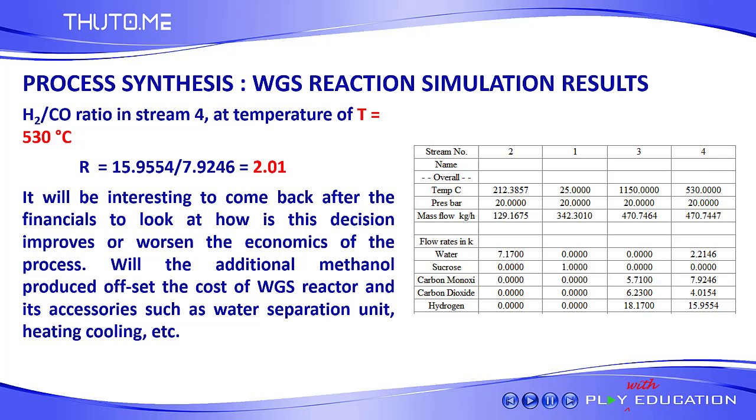It will be interesting to come back after we have done this calculation and look at the financials on how this decision improves or worsens the economics, because remember, we have added an extra reactor, which is the water gas shift reactor, and that helps us to improve the amount of methanol that is made, and also to use the H2 that we had. It will be very interesting to come back and look at how this additional reactor improves the amount of methanol that we make, and how that additional methanol produced offsets the cost of the water gas shift reactor and its accessories.